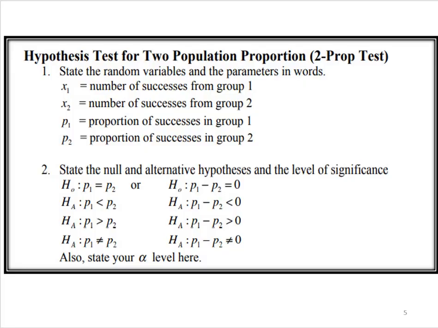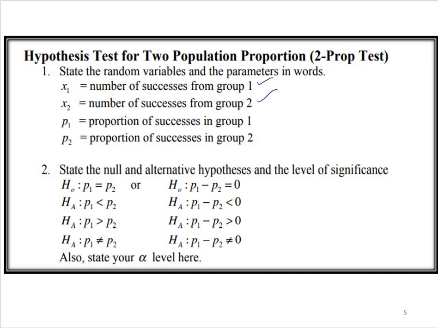Now we are going to discuss hypothesis tests for two population proportions. So far we have discussed the hypothesis test for only one population proportion. The same thing for the normal distribution we will discuss later, but first we are going to discuss population proportions. To have two population proportions, let x1 be the number of successes from group 1 and x2 be the number of successes from group 2.